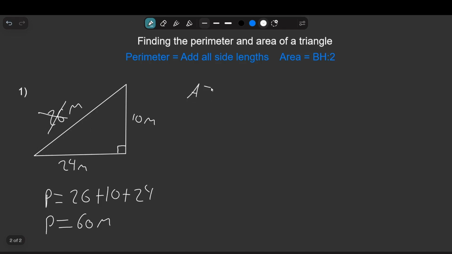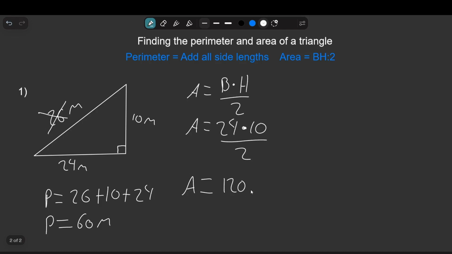So A equals base times height divided by 2. A equals 24 is our base times 10 is our height divided by 2, which equals 120 meters squared. 120 square meters.